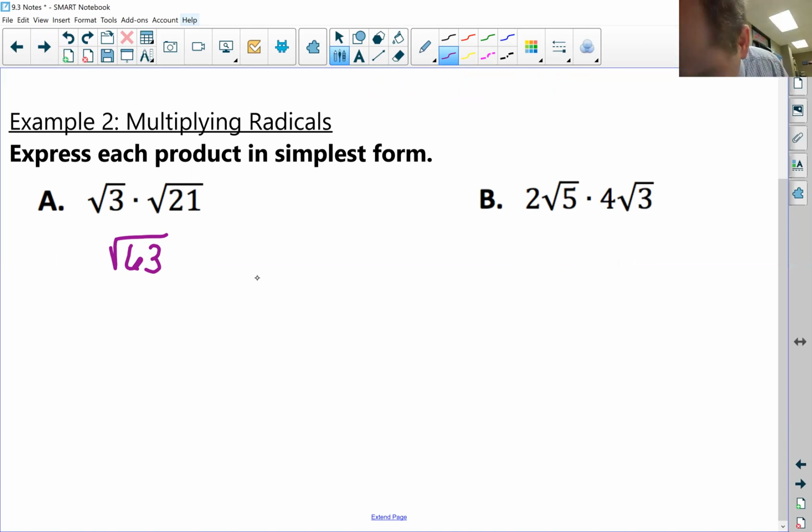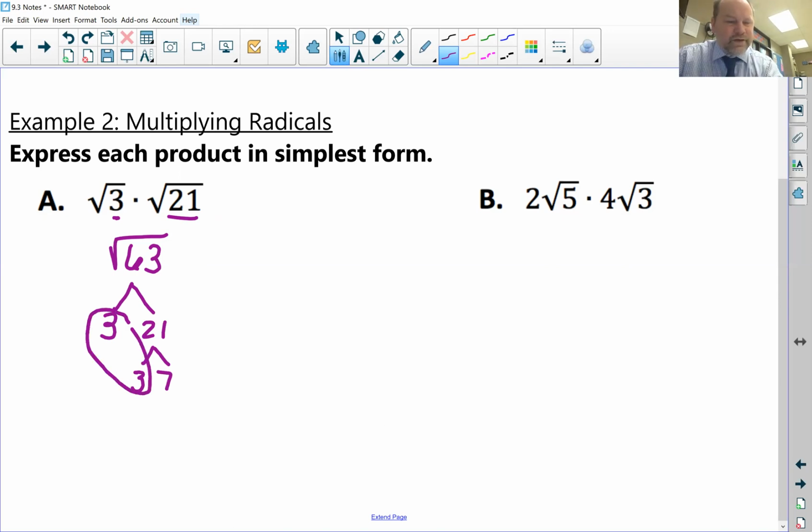So let's see, 2 does not divide evenly into 63. So I don't have to try 2, but 3 does. And look at that, wow, 3 divides into 63 21 times. I can see that right from here. And 3 divides into 21 7 times, and 7 is prime. So now I've got my pair, I've got my non-pair. So my answer would be 3 times the square root of 7.